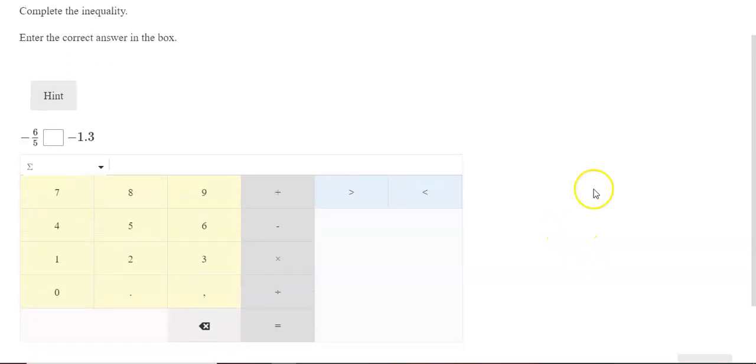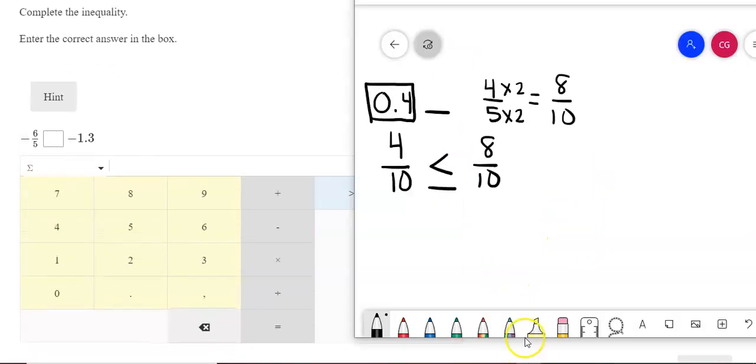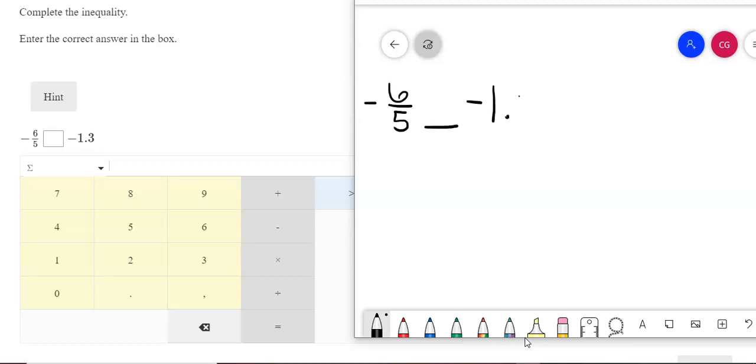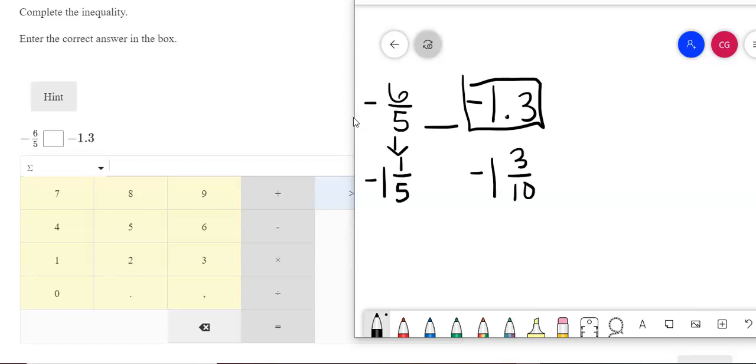Next, number 11. We have -6/5 compared to -1.3. First, I'm going to change this -6/5 into a mixed number. 5 goes into 6 one time. There's 1 left over. And then I'm going to change this decimal into a fraction. My whole number goes down. The 3 is in the tenth spot, so -1 and 3/10.